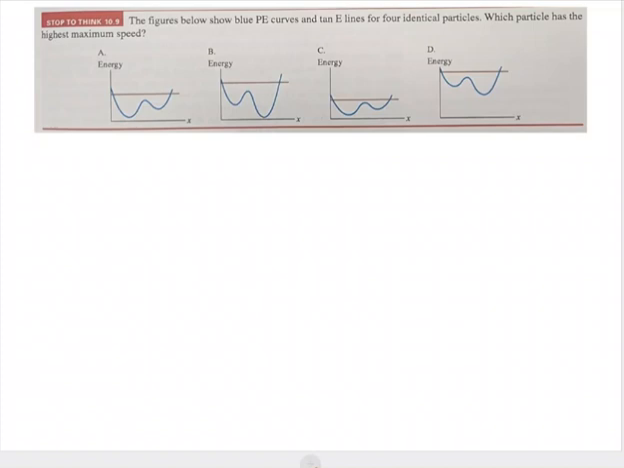So B starts the highest. So it has the highest energy line with the biggest gap. So this gap right here is kinetic energy. And even though this one here, D, starts highest, right? It does not have the biggest gap. So the one with the biggest gap is the winner. So B is the winner.